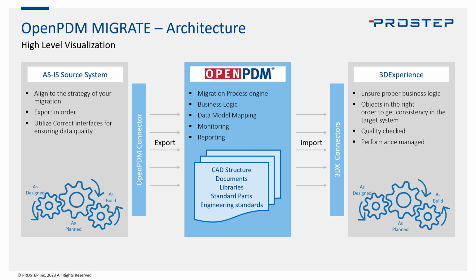In the middle, we've got our OpenPDM migration process engine, and this is a combination of the OpenPDM Migrate toolkit and the OpenPDM process server. We also have the mapping engine that we can use in order to put our mappings in and provide the business logic of the migration, and then be able to monitor that, report on that, as well as contain the data that might be written out.